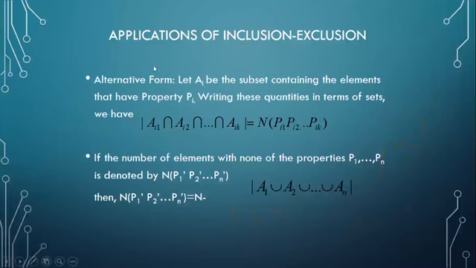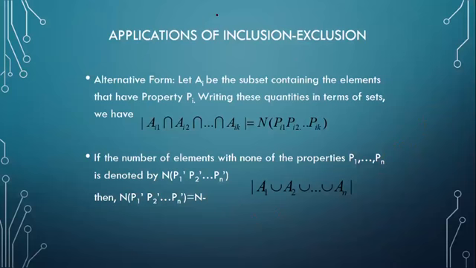So, applications of inclusion exclusion. Whenever we are considering this application of inclusion exclusion, there is an alternative form which we can consider for the principle of inclusion exclusion. What is the alternative form? In particular, this form can be used to solve problems that ask for the number of elements in a set that have none of n properties.